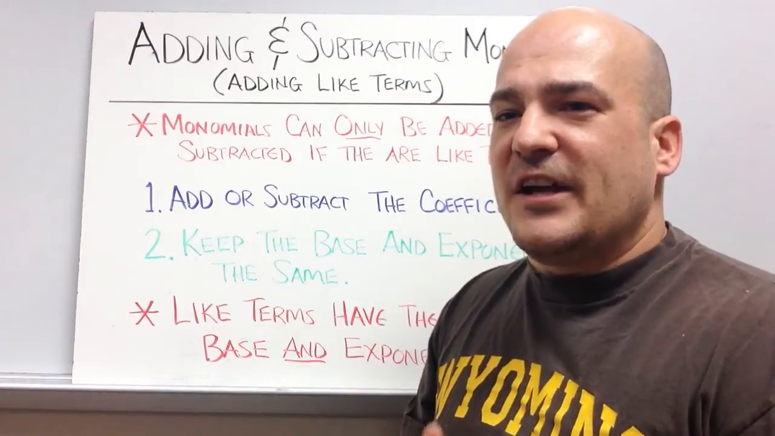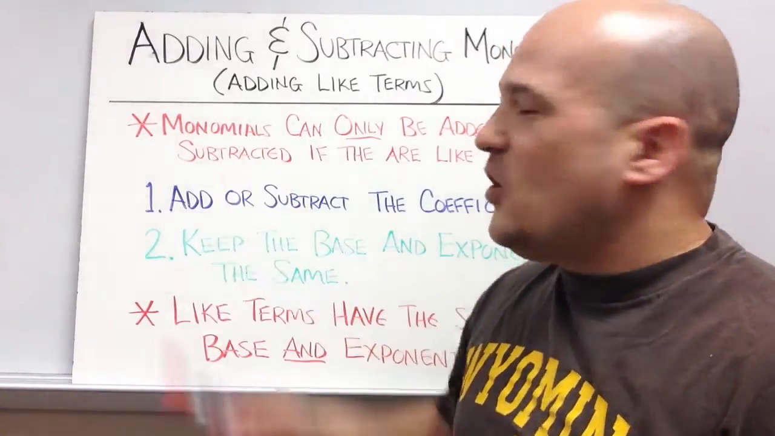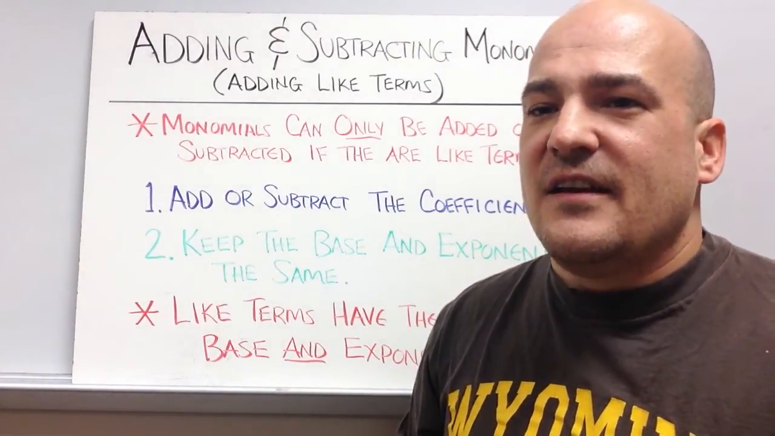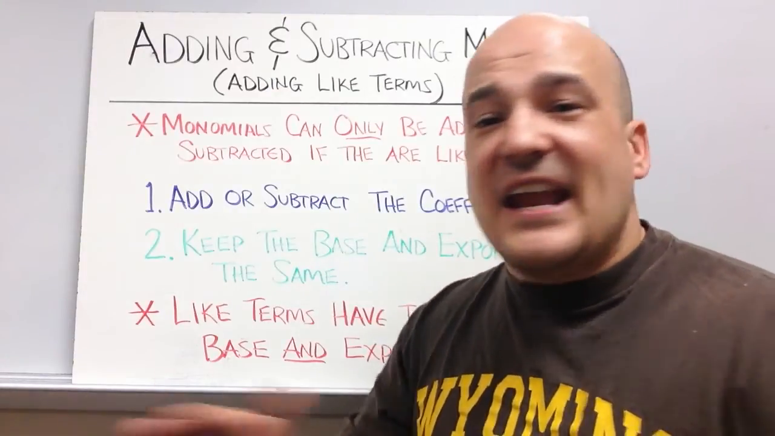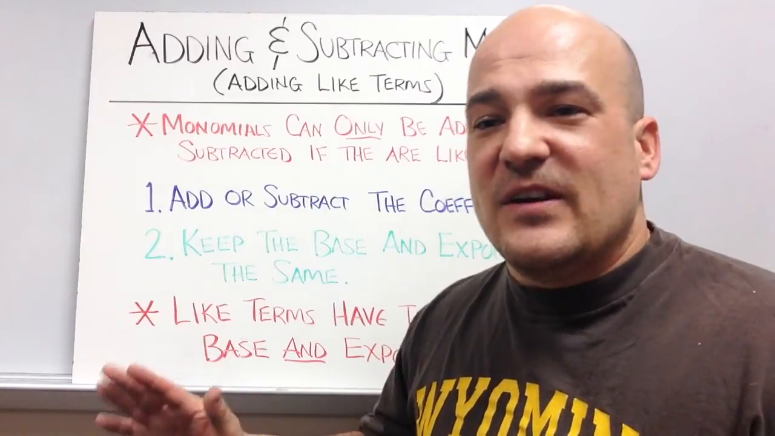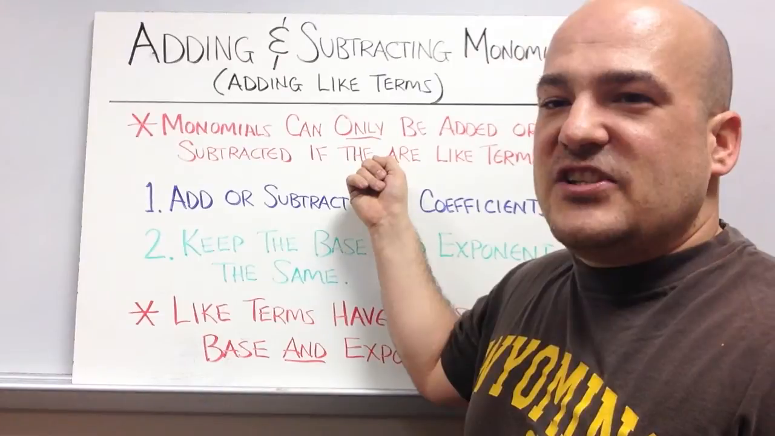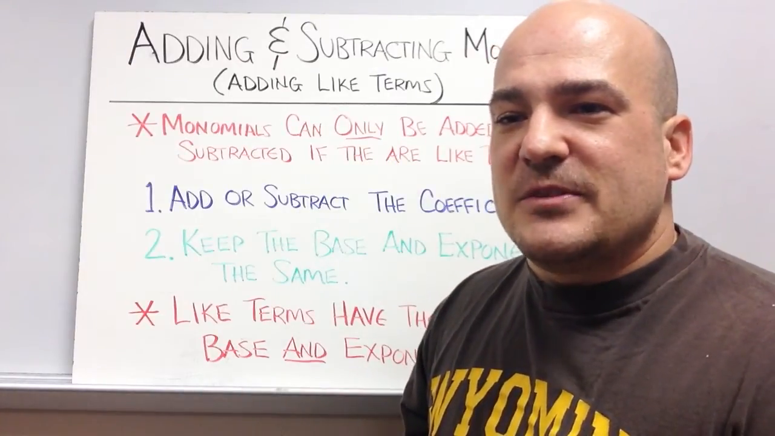The most important thing to know is that monomials can only be added or subtracted if they are like terms. You cannot add monomials if they are not like terms. You just can't do it. They can't be added or subtracted. That's the most important thing you need to know: monomials can only be added or subtracted if they're like terms.